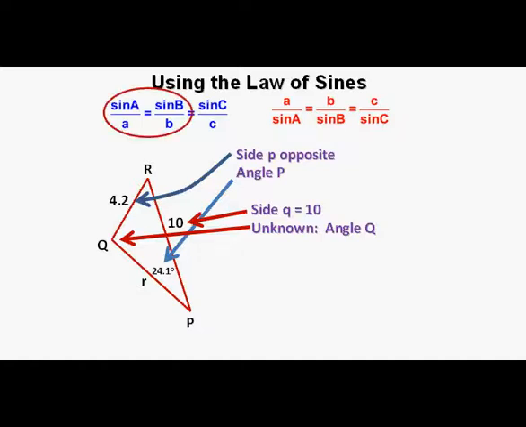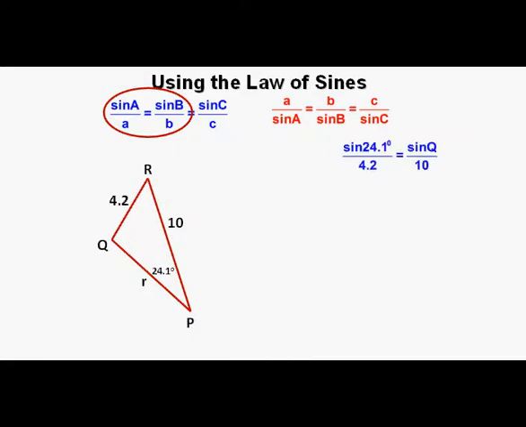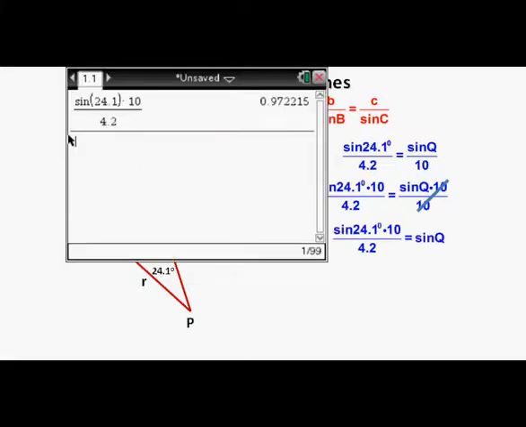To solve for angle Q, we're going to use the sine of angle A over the side length A equals the sine of angle B over the side length B. Here's the equation set up: the sine of 24.1 degrees over 4.2 equals the sine of angle Q over 10. We solve for the sine of angle Q by multiplying both sides of the equation by 10. 10 over 10 cancel to equal 1 on the right side. And here we have the sine of angle Q equal to 0.972215.